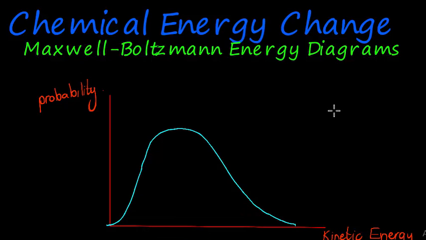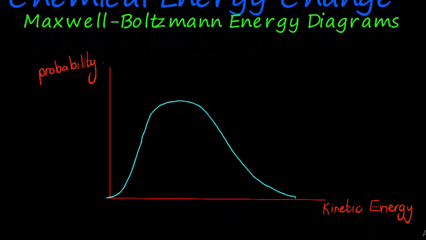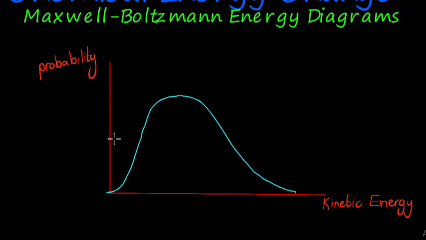Hi and welcome to another chemistry lesson, and we are still looking at chemical energy changes, specifically the Maxwell Boltzmann energy diagrams. In the previous video we explained what this diagram is, and in this video I'm going to look at how factors changing the reaction rate actually affect these diagrams. Okay, so here again is an example, or my best attempt at a Maxwell Boltzmann energy diagram.